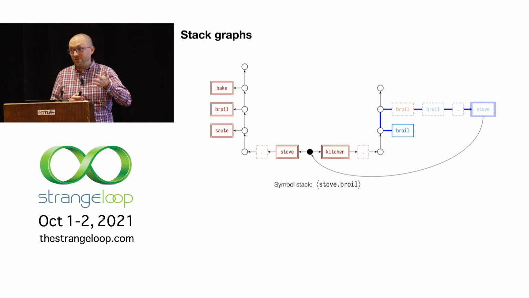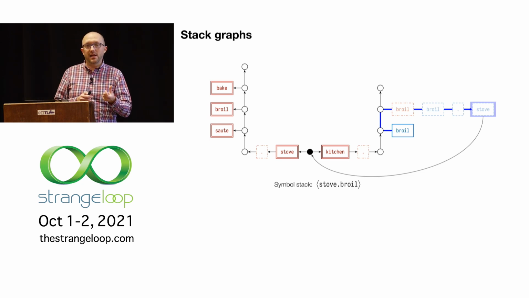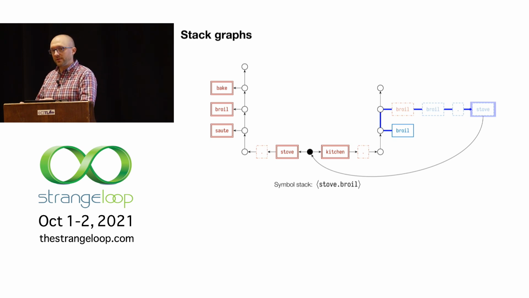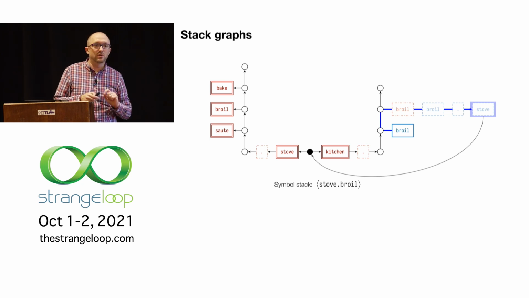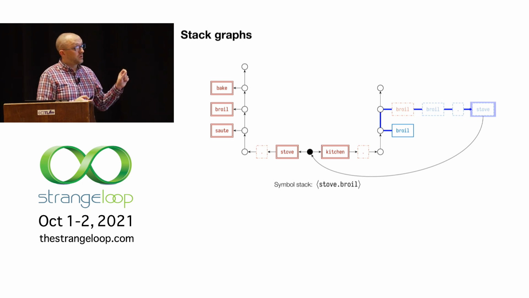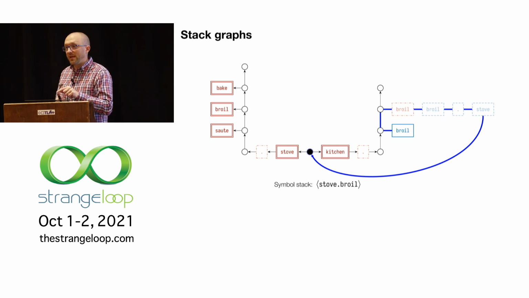So what this gadget has done is rewrite the unqualified lookup of broil into a qualified lookup of stove.broil, because that's what an import statement does: it says go find it in this module. The other thing that an import statement does is tell you to go look for that qualified reference in a different file. So the import gadget also takes you to the root node, because the root node is how you cross from one file to another.